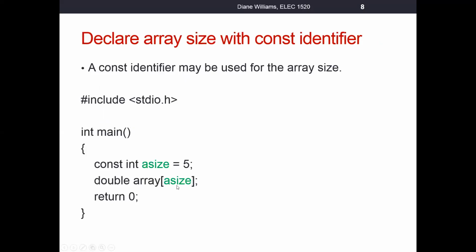Now, when we give an array a size, we always use an integer number. We can't have 5.2 elements in an array, or 1.6 elements, right? We have whole numbers only. So whenever we declare the size, it will always be an integer number.